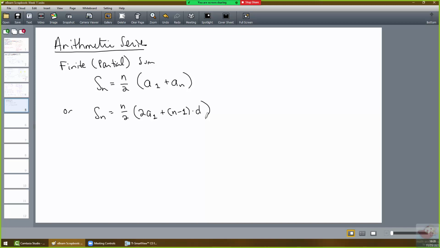As far as when to use which one, sometimes it doesn't matter. But if you know the first term and the last term, the top formula is the best one. If you know the first term and the common difference, the bottom one's the best one. The hardest part will be figuring out the number of terms. So again, n is the number of terms.